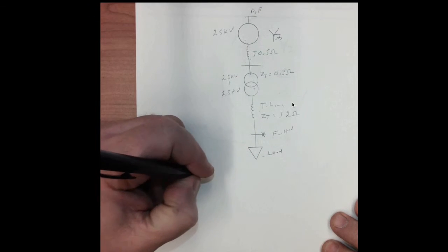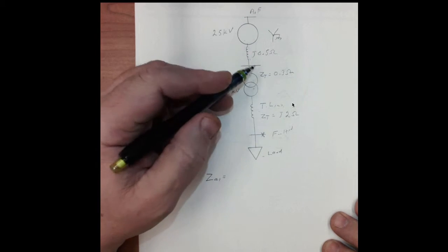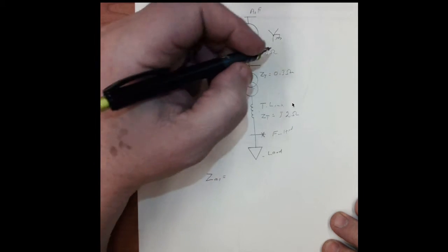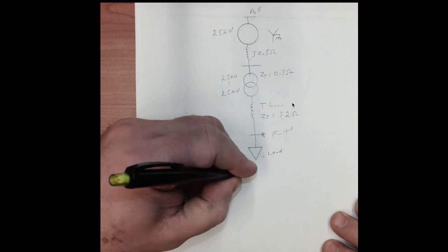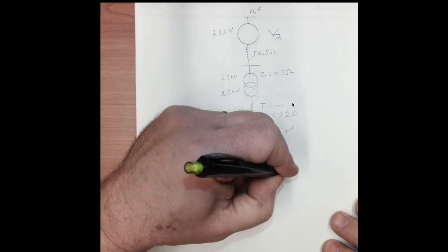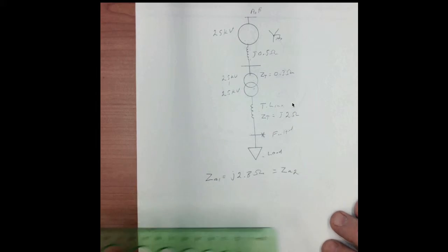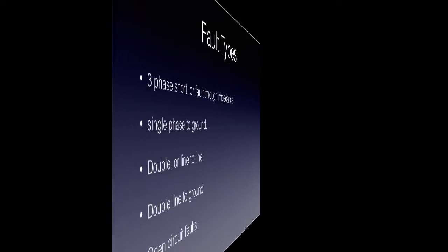In this particular case, my positive sequence impedance would be the sum of these values, 0.5, 0.3, and 2, which would be J2.8 ohms. And that's also going to be equal to ZA2. Seems easy, seems straightforward. Now we'll talk about the transformer.